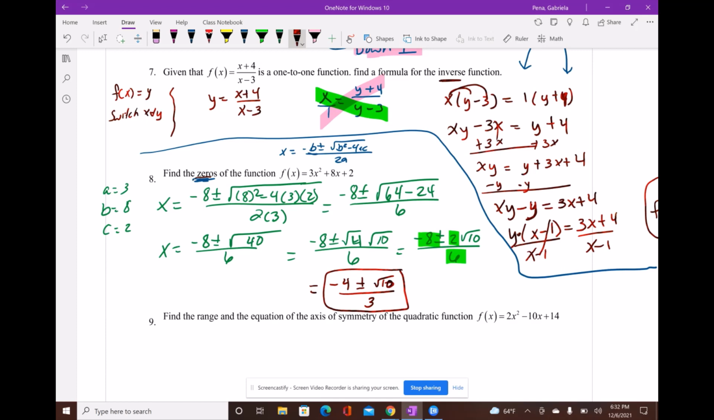Alrighty. How does that work? Should you reduce everything by 2? Everything's divisible by 2. That's it. If I have 8 divided by 6, could you reduce that? Yeah, it becomes 4 over 3. If I have 2 over 6, can you reduce that? Yeah, 1 over 3.